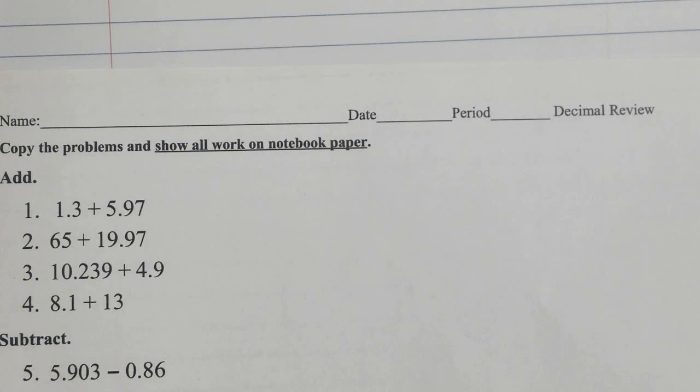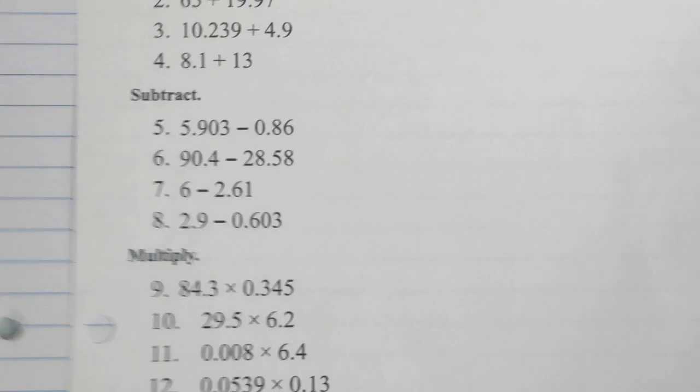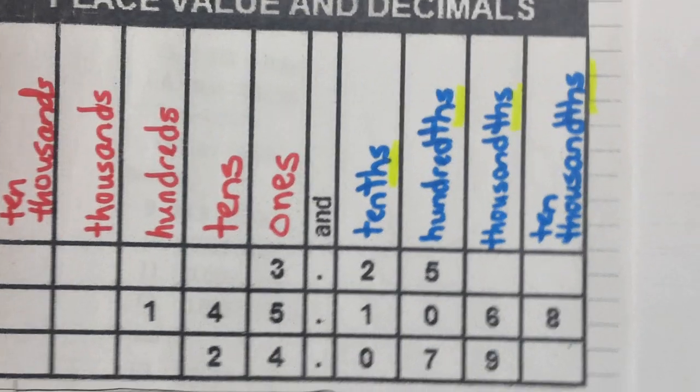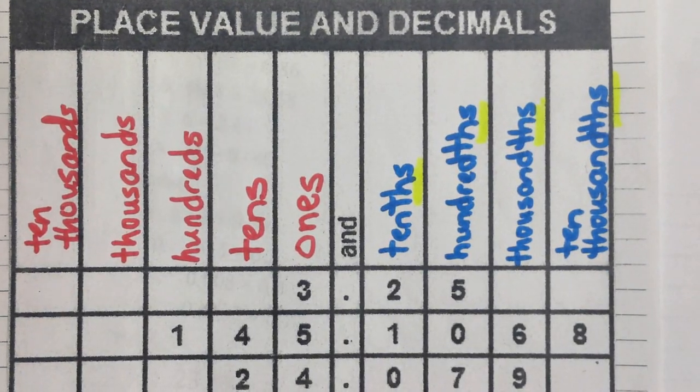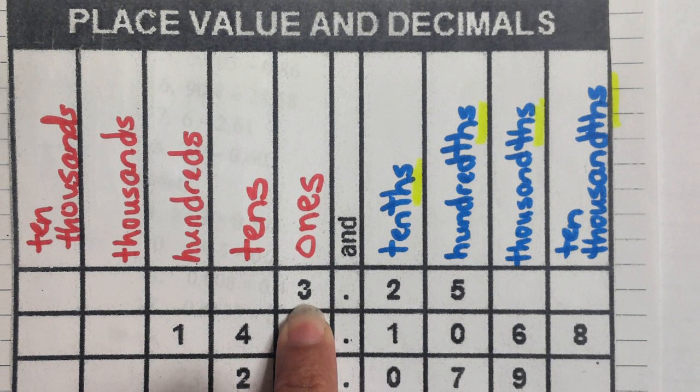So, today is September the 12th, and I'm just reviewing real quick. Don't forget to make sure that you know your place value chart for Friday's test, that you have all those columns totally memorized. It looks like this. If you have not started studying, you should be able to tell me that's in the tenths column or that's in the ones column.